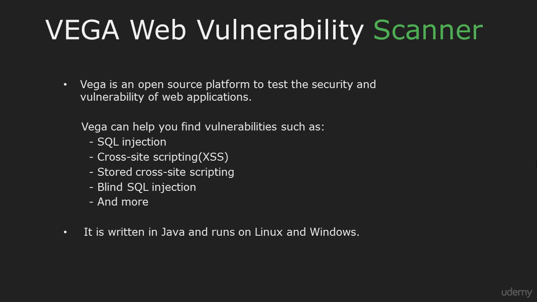Vega is a free web security scanner for testing the security of web applications. This tool can help you find vulnerabilities such as SQL injection, cross-site scripting, blind SQL injection, and a lot more. Vega is written in Java and runs on Linux and Windows. But for this tutorial I'm going to use the Windows version.